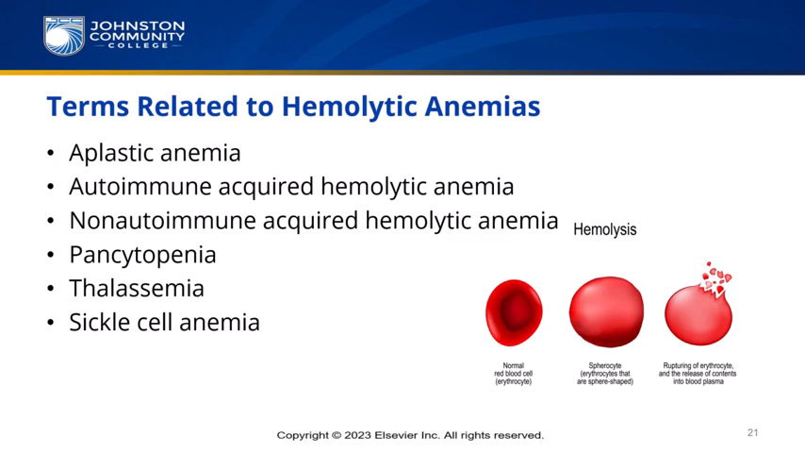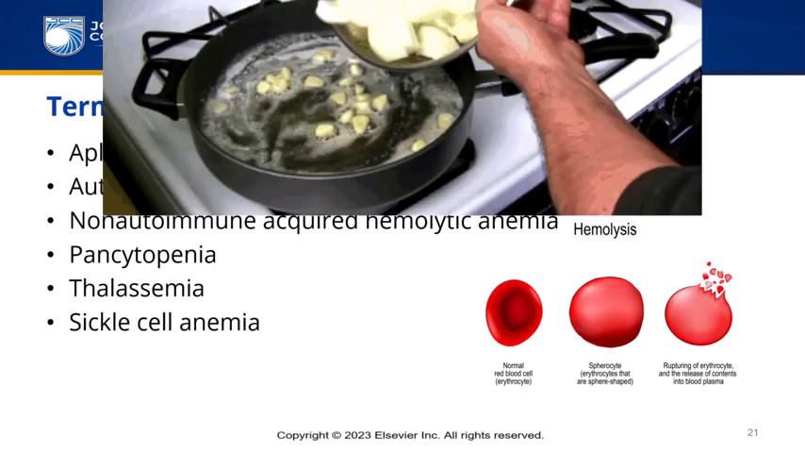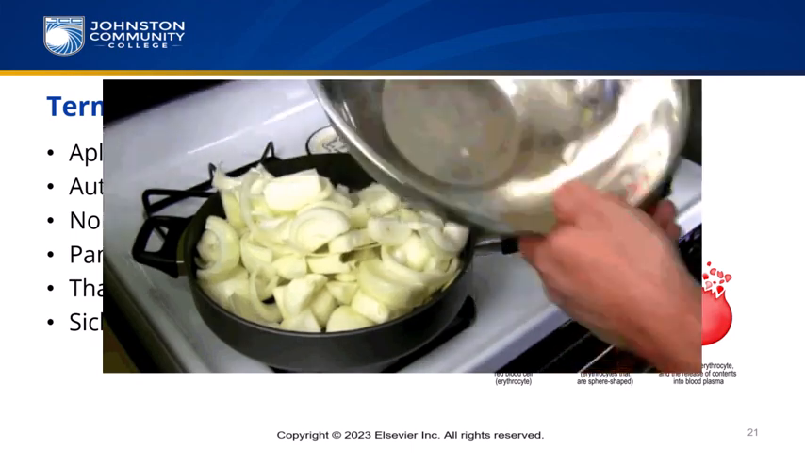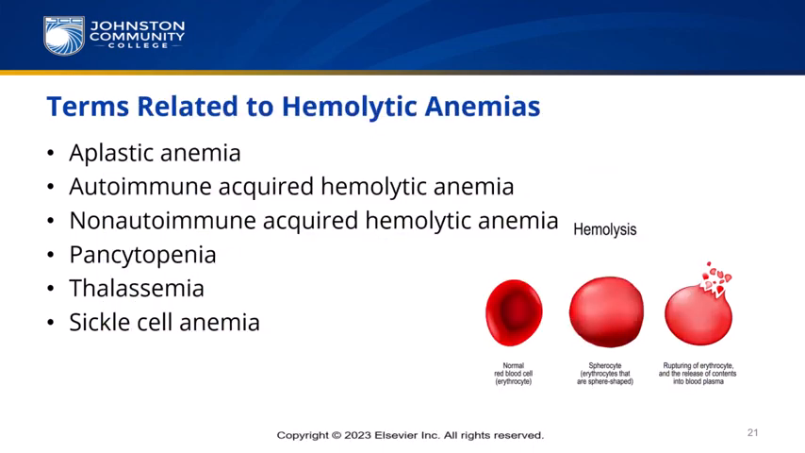Then we have pancytopenia. Don't get this confused with pancytopenia. This is not a word. It's pan. Pan means all. That's our prefix for all. Cyto means cell, penia is that deficiency. So a way to remember that pan means all, you've got to remember when you're cooking, you put it all in the pan. Pancytopenia is a deficiency of all blood cells that is caused by dysfunctional stem cells.